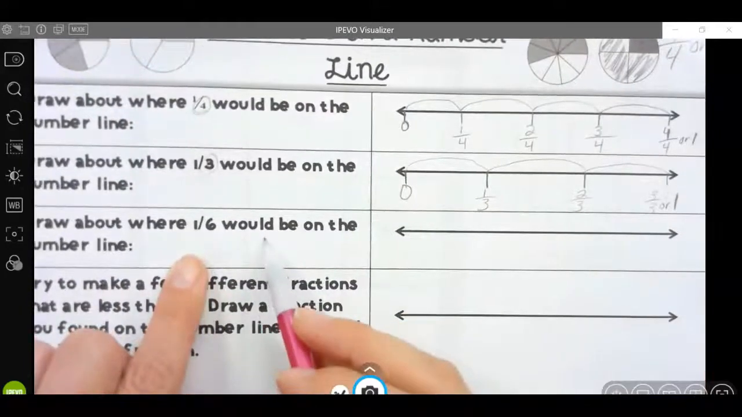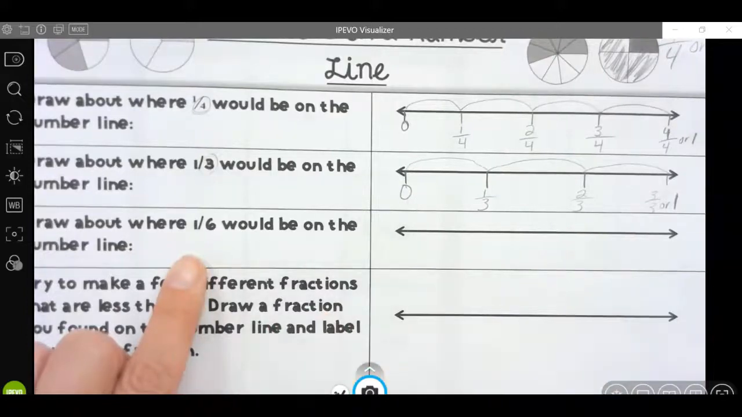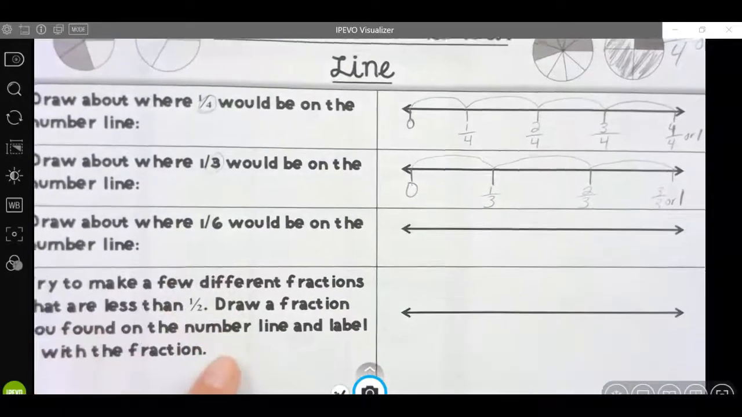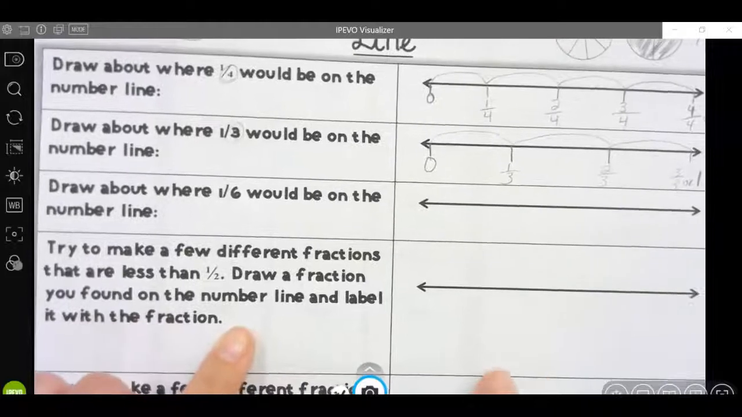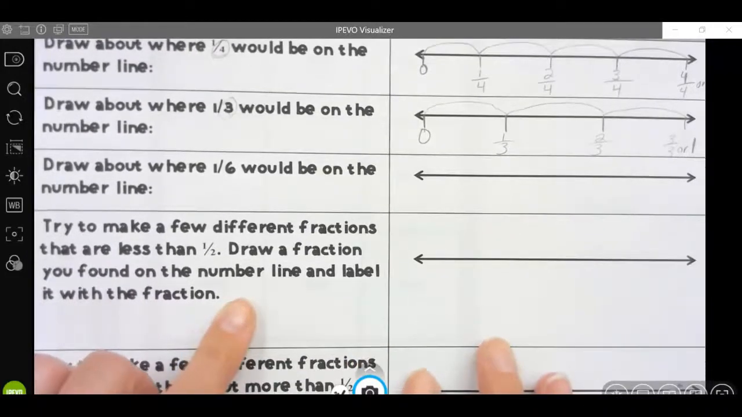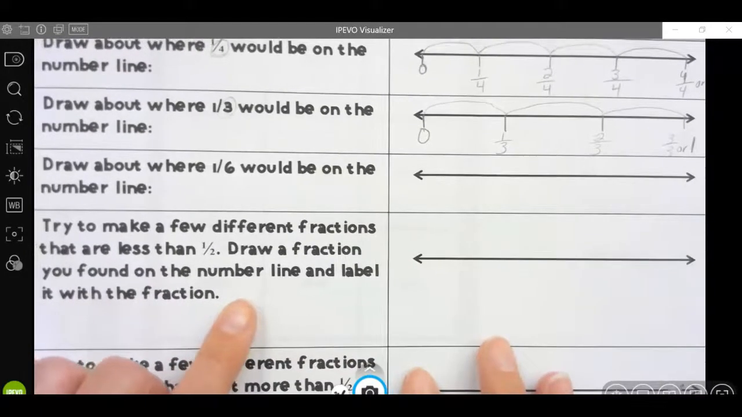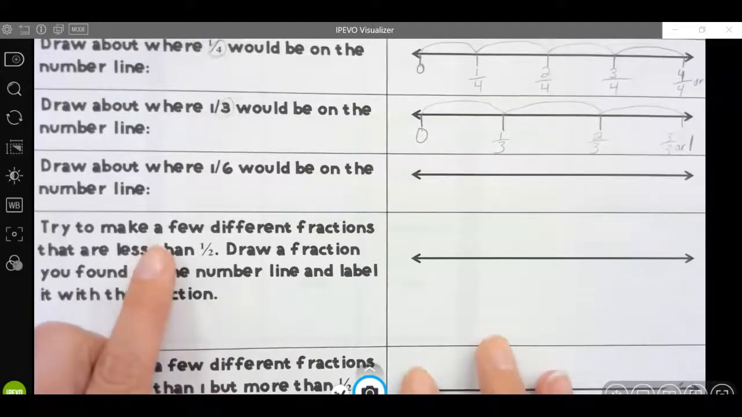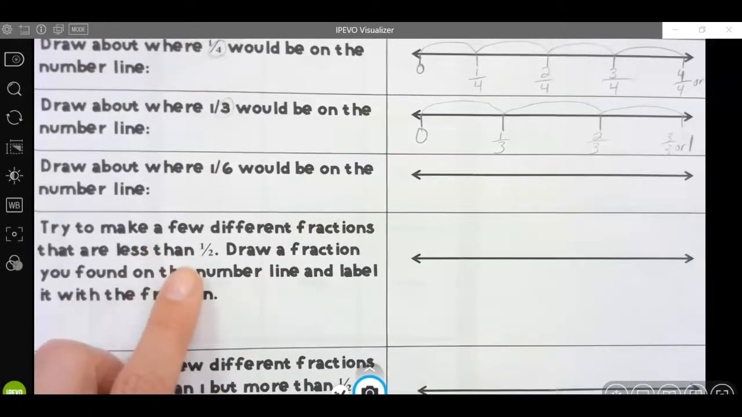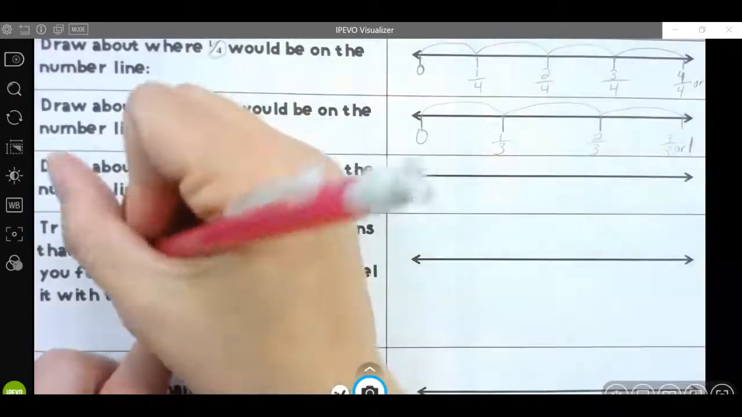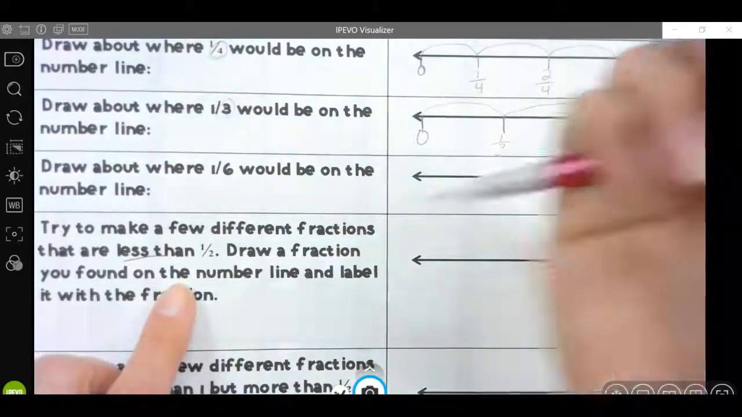I want you to do this one. You're going to split it into 6 parts. Do that on your own. Again, guys, you could stop and pause this video whenever you need to catch up, okay? This part, it says, try to make a few different fractions that are less than 1/2. Less than 1/2, okay?